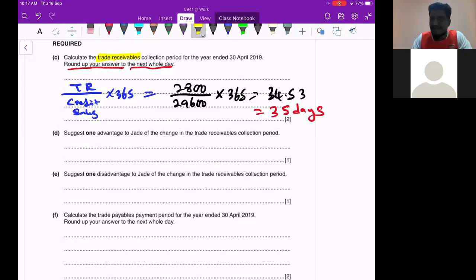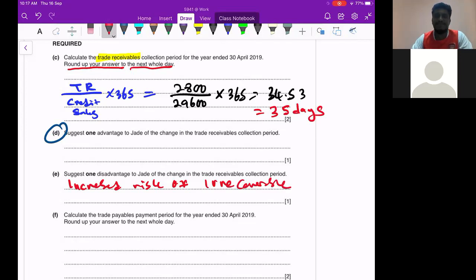Maintain a good relationship with the customer. If our customer pays us late, this is our trade receivable. Maybe we are not sure with the advantage. Leave it first. Let's talk about the disadvantage. The main disadvantage is increased risk of irrecoverable debts. Okay, another one. We need to wait a longer period to collect the money. Yes, cash flow worsens. We don't have the money in our business.